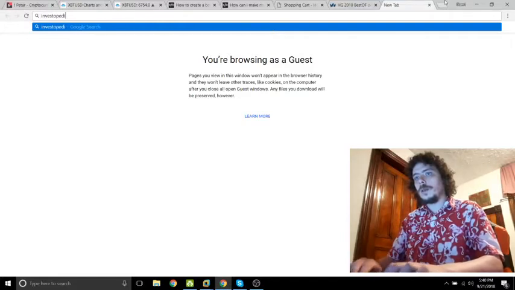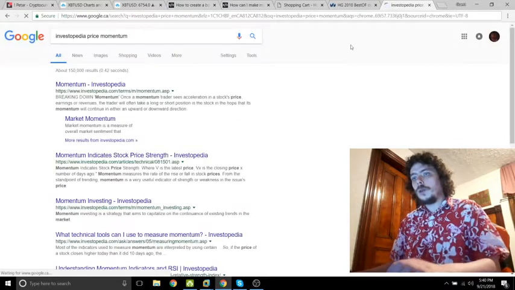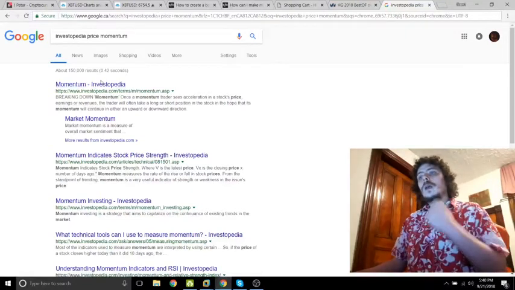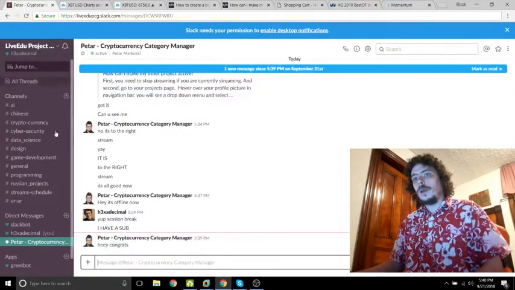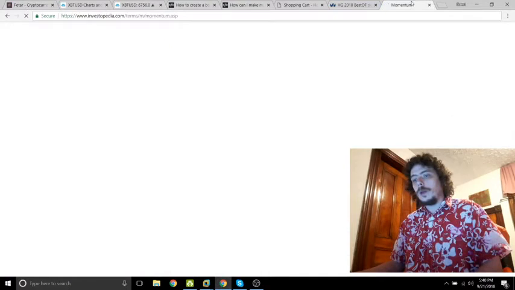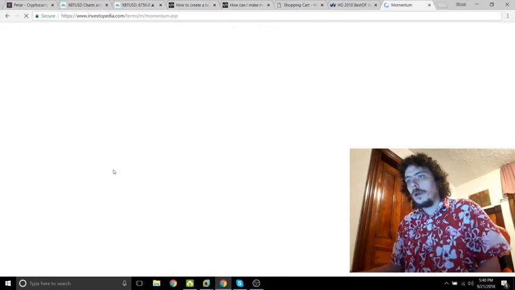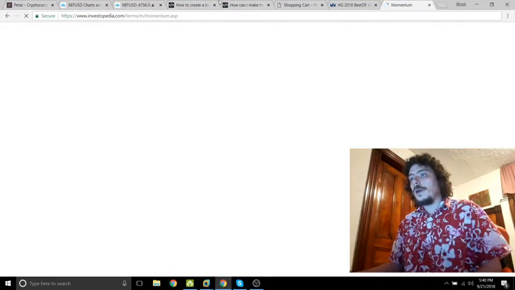Investopedia, who has good descriptions of everything, price momentum. Now, I'm not exactly sure what it does, but if I was to guess, it's going to find the average closes or whatever prices we feed it, and find out where it sits based on the interval that we feed it. That's what I assume it is. And let's find out.